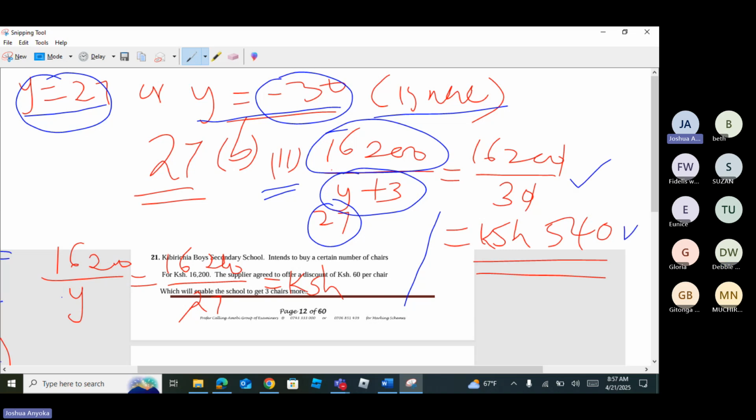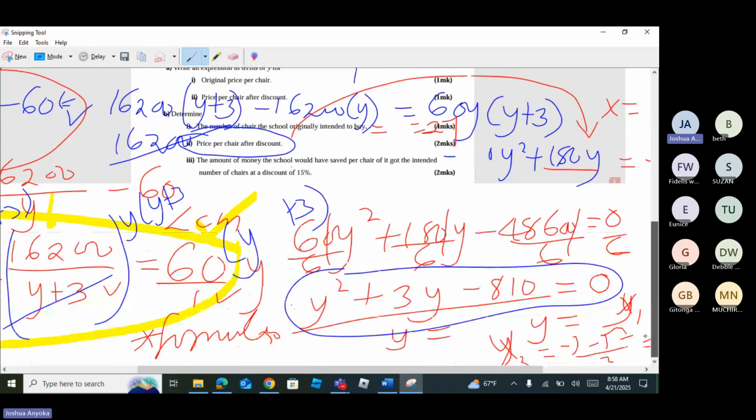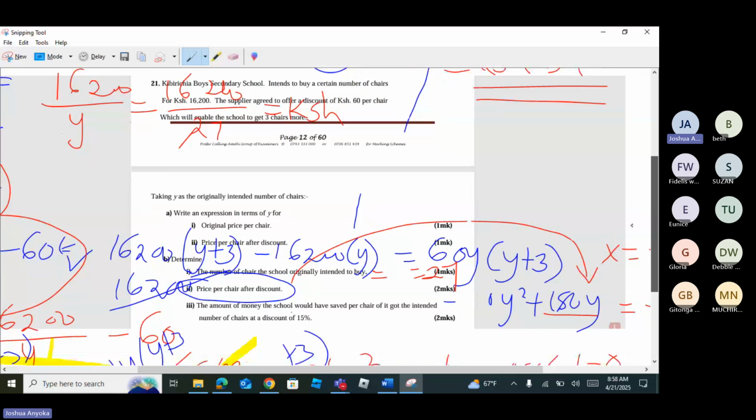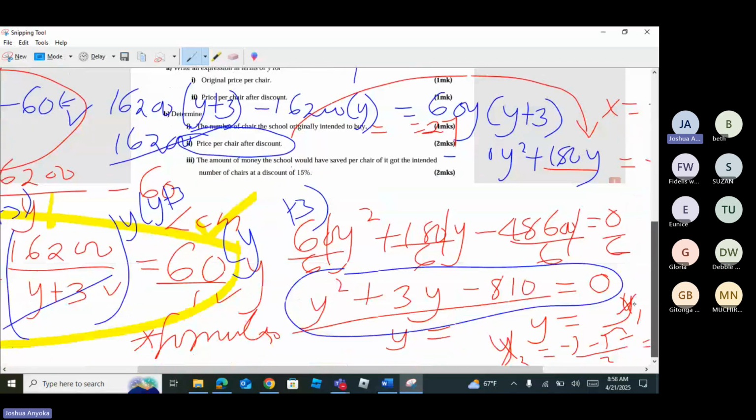Are we in agreement? But in mine, 30 is positive and 27 is negative. From your working? Okay, maybe I might be wrong. What about others? Solving the equation, which figure is negative, 27 or 30?